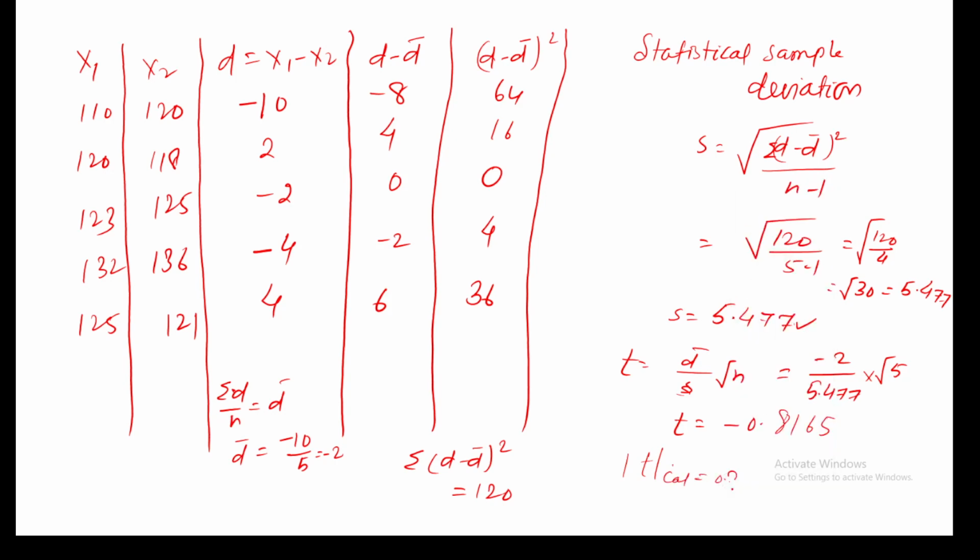Sir, one doubt I have. Okay, tell me. Sir, in my calculation, in the table, for the first line, d is minus 10 and d bar is 2. So when we do d minus d bar, minus 10 minus 2, it will be minus 12 as per my calculation. That's why my calculation is wrong. Yeah, yeah, sorry. Minus 10 minus 2, minus 4.